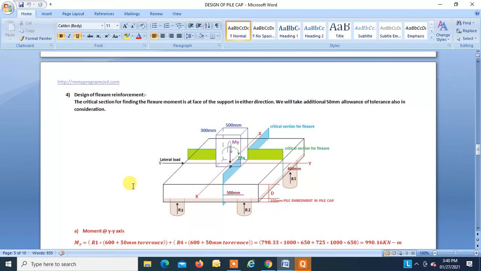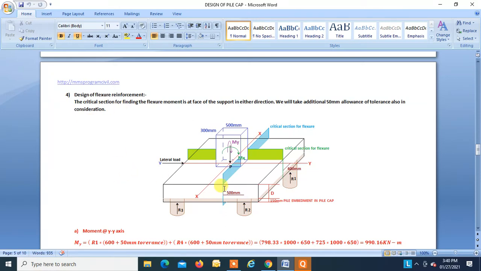After doing the complete check for the one-way and two-way shear, the next step is that we have to find the tensile reinforcement, that is the flexural reinforcement. The critical section for finding the flexural moment is at the face of the support in either direction. We will take an additional 50 allowance of tolerance also into consideration.